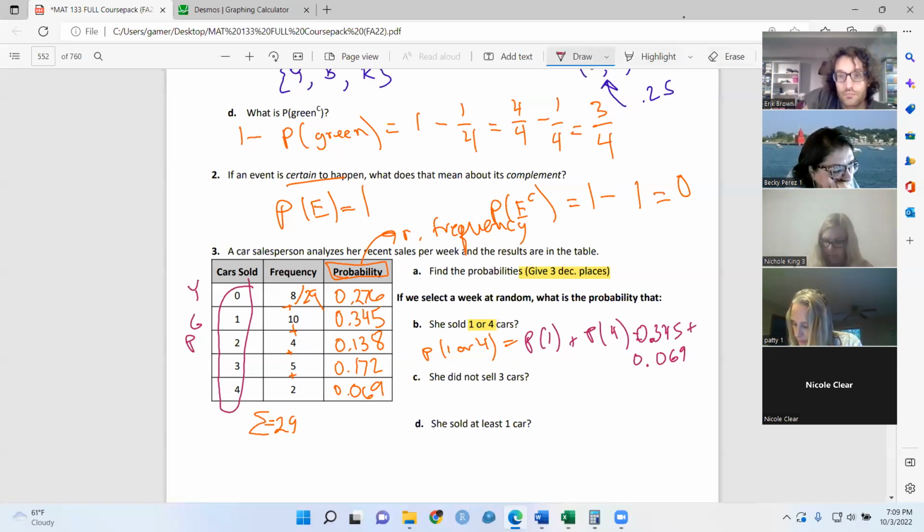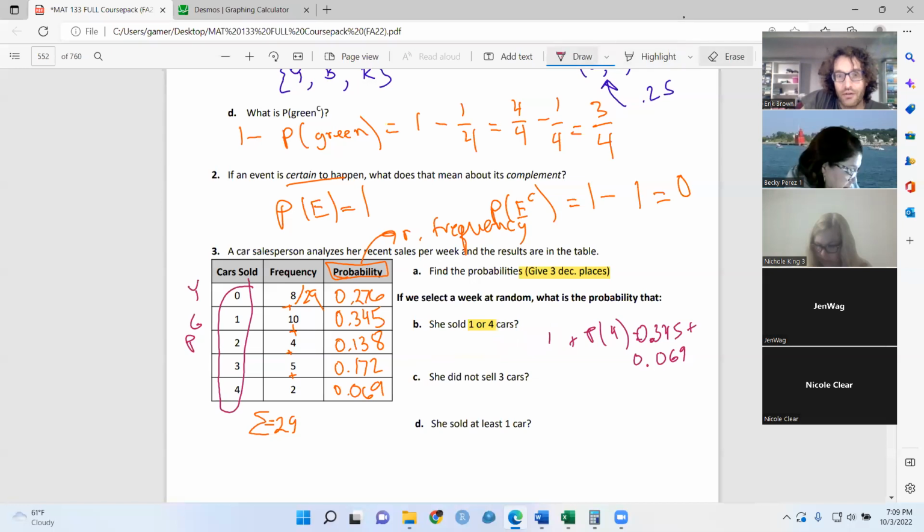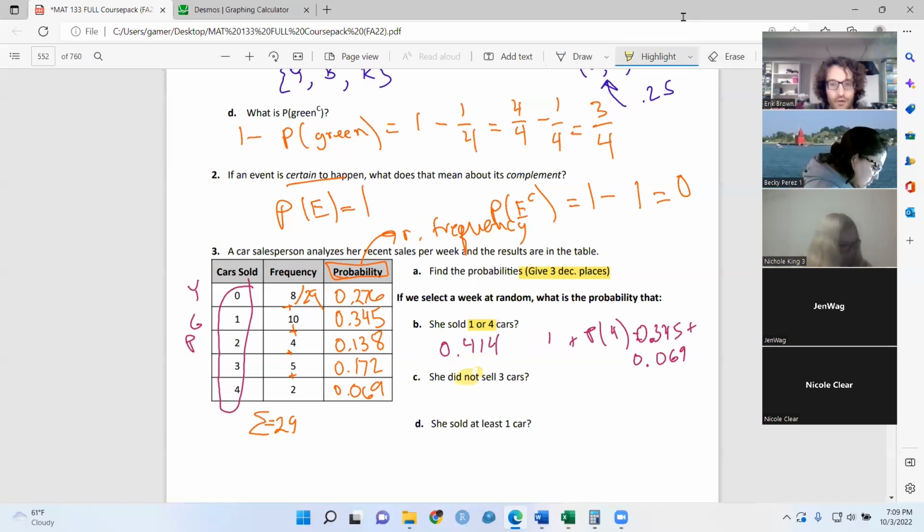Let me just erase some of this. That's what I got. Nailed it. 0.414. Okay. Look at this special word: not. Did not sell you 3 cars. So you subtract it. Subtract what from what?